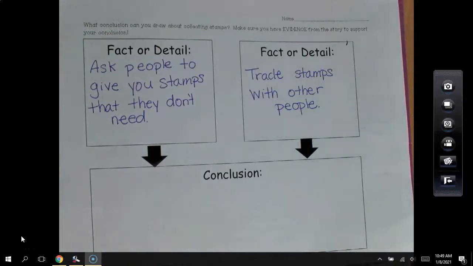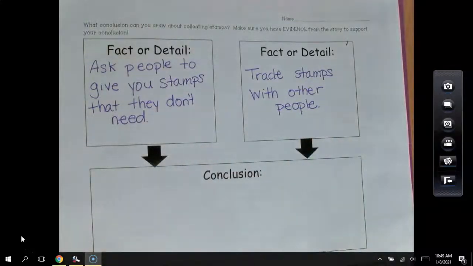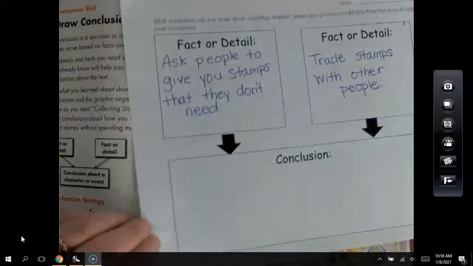Think about that. Well, a conclusion that I think is important is that when we find different ways to get stamps, to collect them, we're going to get a whole bunch of different types of stamps. And it's going to be a lot of fun. So my conclusion is finding different ways to collect stamps will get you different types of stamps and can be fun. So that's the conclusion that we're going to write, boys and girls.